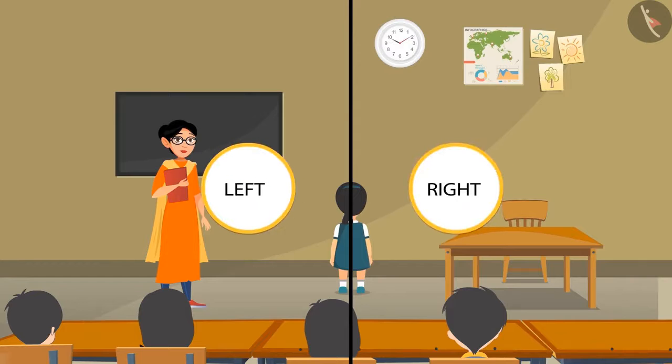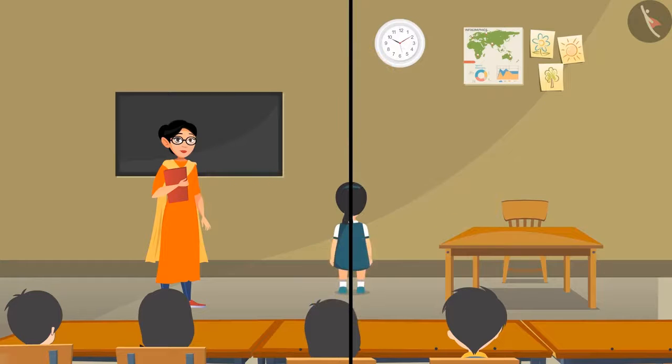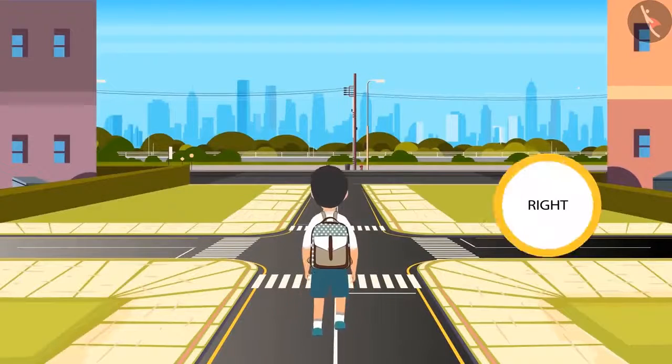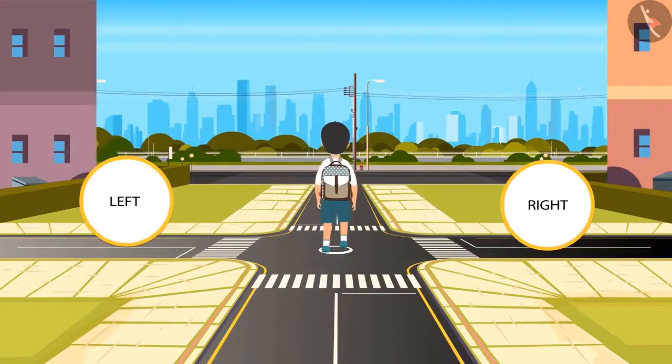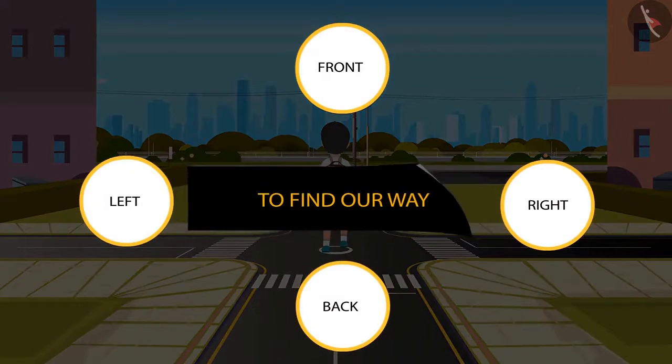Other than left and right, now think, what lies in the front and the back of the girl? In front of the girl, there is a wall clock. At her back are her many classmates. It is important to be familiar with right, left, front and back in order to find her way and go from here to there.